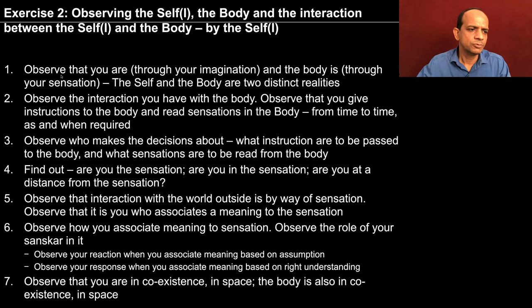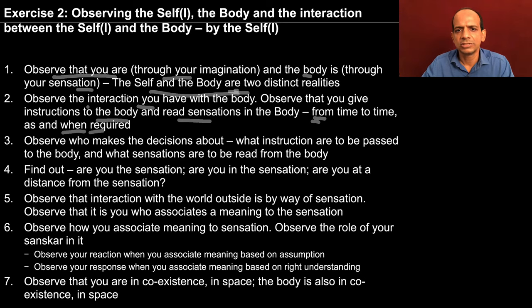So these are the 7 steps, and in step 1 you observe that you are there through your imagination and the body is there through your sensation, and the self and the body are two distinct realities. In step 2 you observe the interaction between you and the body, and you observe that you give instruction to the body and read sensations in the body from time to time, as and when required. So one thing that we had made out is that this interaction is not every moment. It is not continuous. It is from time to time as per the need, isn't it? I read the sensations which I consider important, and I give instructions which I consider important.